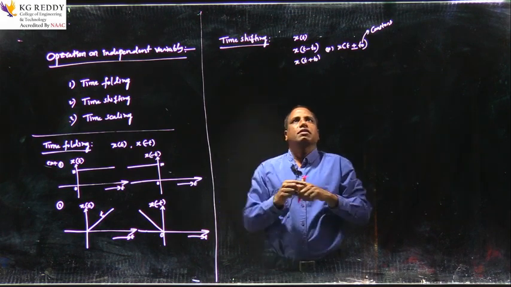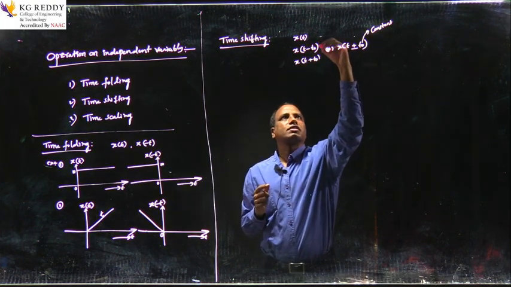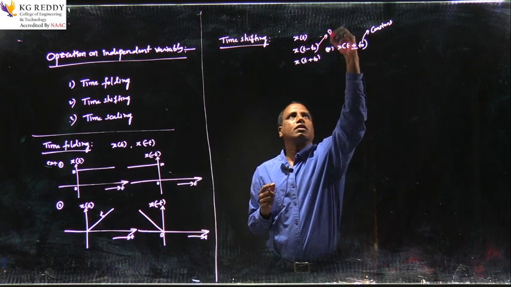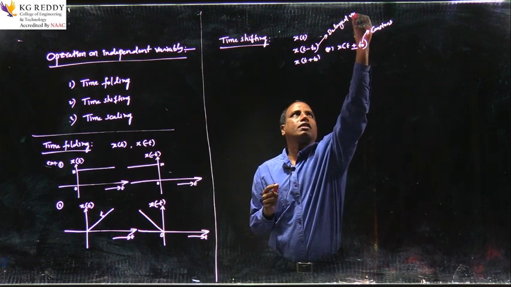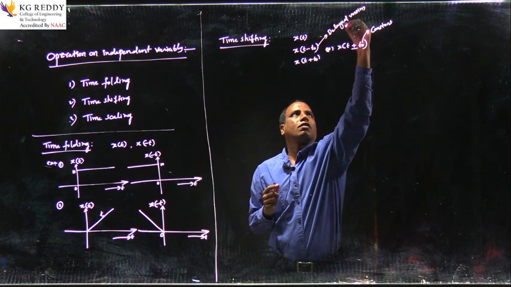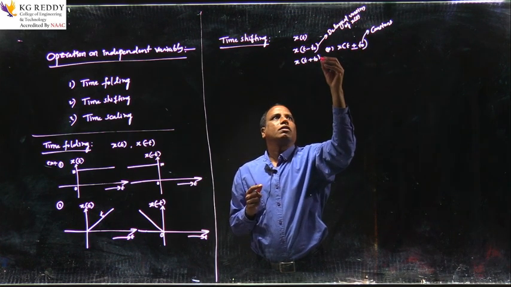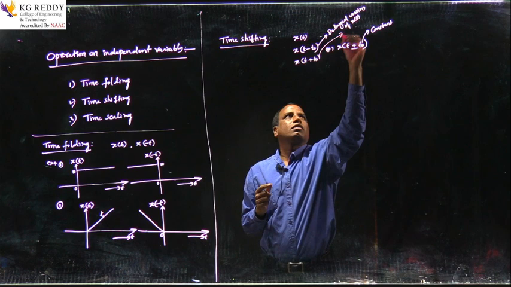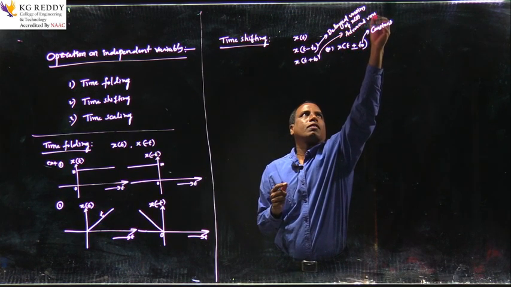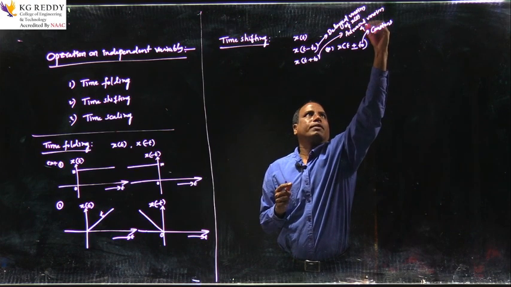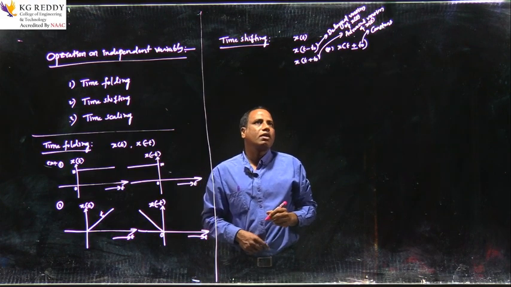So this is x of t, a given arbitrary signal, and this is a delayed version of x of t. And this is called the advanced version of x of t. So let us try to understand how these delayed versions can be sketched and how advanced versions can be sketched.